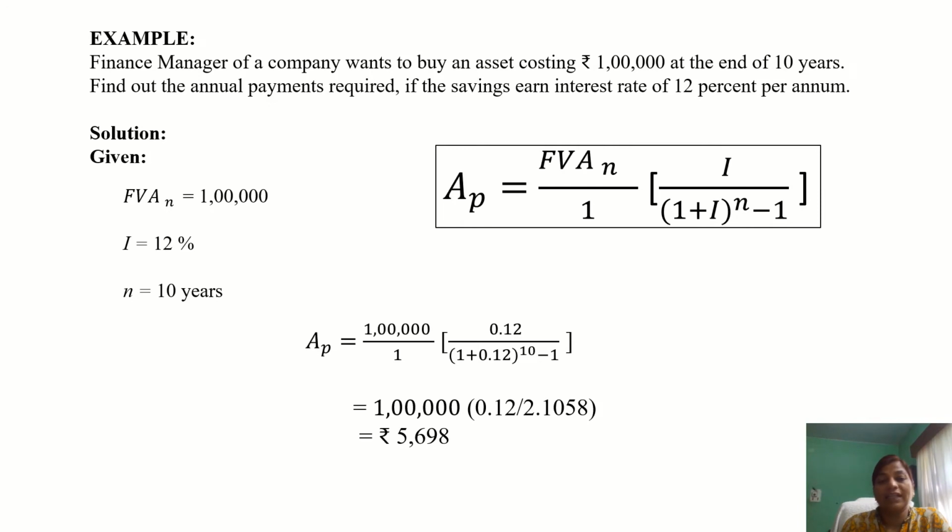So here an asset is to be bought with the worth of 1 lakh rupees. We want to find out the annual payments that are to be made at the end of 10 years if the savings earn interest of 12%. So here FVAN is 1 lakh, I is 12% and n is 10. Substituting, we get the annual payments to be 5,698. That is, for the period of 10 years we are going for annual payments of 5,698.